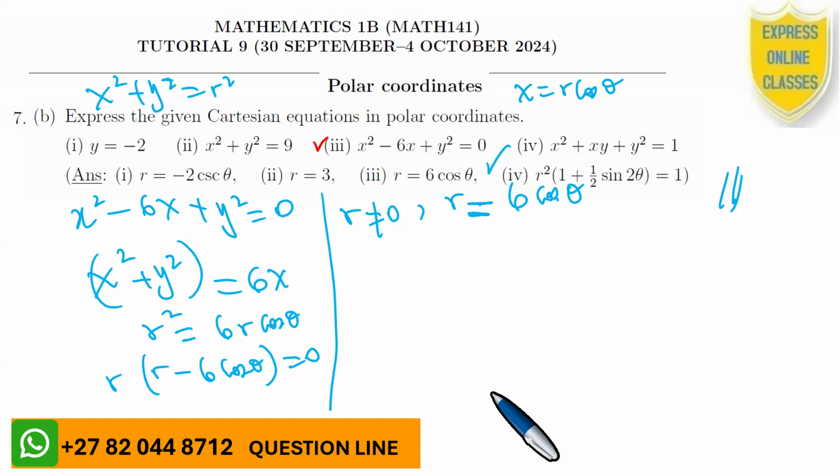So we've been able to solve Roman figure 3: x squared minus 6x plus y squared equals 0 is the same as r equals 6 cosine theta in polar form.